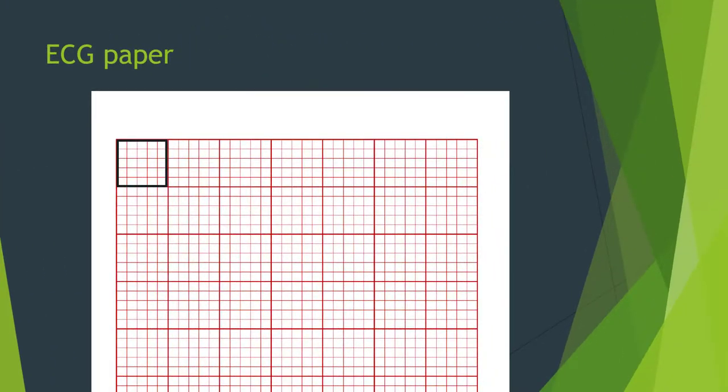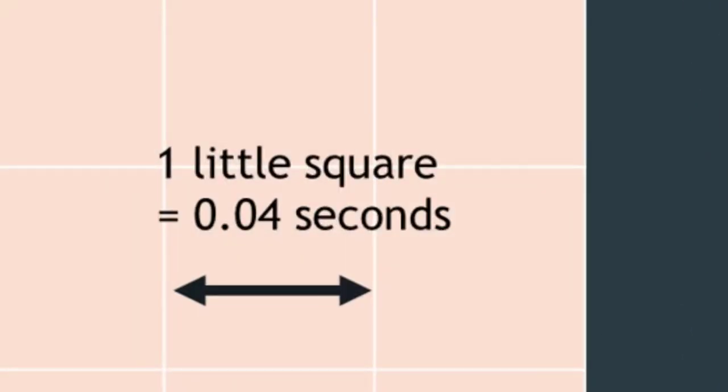Now, the ECG paper is divided into larger and smaller squares. And so there's 25 small squares within one large square. Now, on the horizontal axis, each large square represents 0.2 of a second. And because there's 5 smaller divisions within a large box, it stands to reason that they're each going to be 1/5 of 0.2 of a second, or in other words, 0.04 of a second. But let's have a closer look at this. So each little square is worth 0.04 of a second.